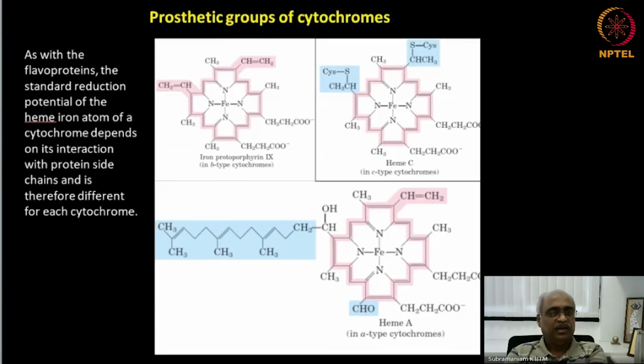Okay, and just like flavin nucleotides, since this heme is tightly bound, the reduction potential of the different types of cytochromes is completely dependent on the interactions. It depends on the heme iron atom of a cytochrome and its interaction with protein side chains, and is therefore different from one cytochrome to another cytochrome.